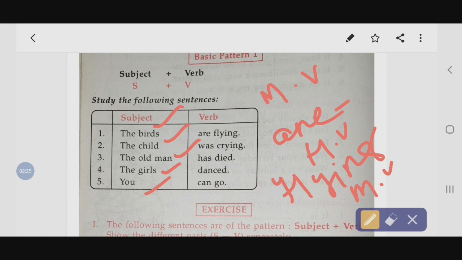The old man has died. Has, helping verb, died, main verb. The girl stands. So here this is simple. Only one verb. This is the main verb. Okay. There is no auxiliary verb. You can go. Can, auxiliary. Go, main verb. So here this is the first basic pattern, that is subject plus verb.